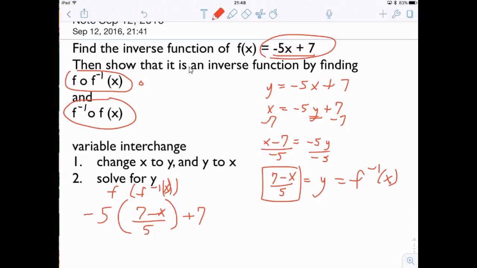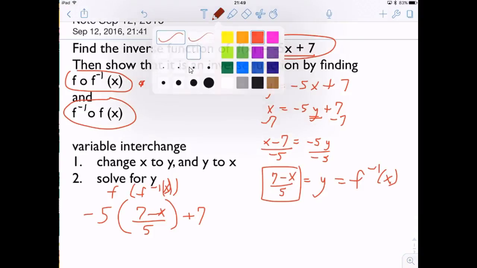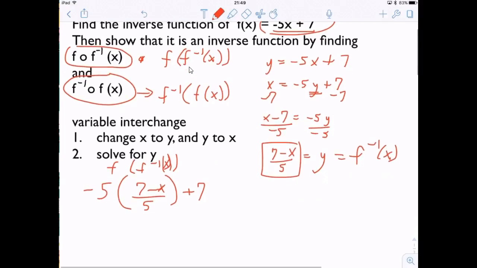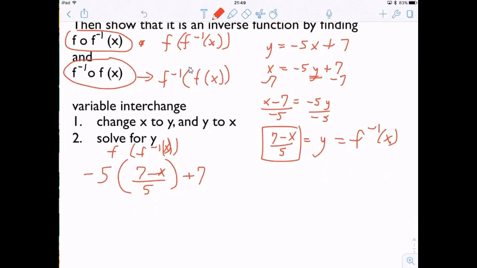All right? Because this notation here actually means that, okay? And this notation here means inverse function of f wrapped around f of x, okay? So now let's do the algebra.